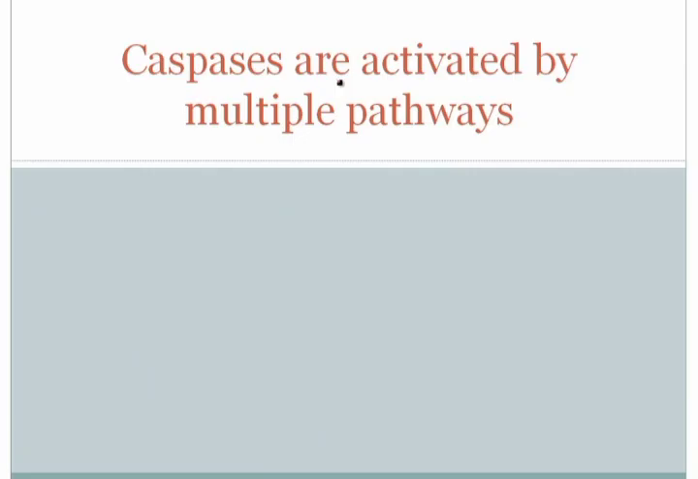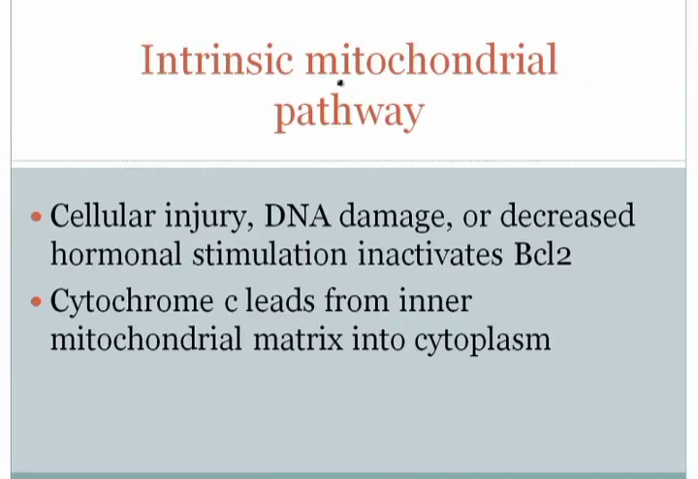Okay, now, very high yield. Caspases, which are the key enzymes that mediate apoptosis, are activated by three major pathways, and each of these pathways is relatively high yield. Now, the first is called the intrinsic mitochondrial pathway, and the idea here is, let's say that there is some force that is going to cause apoptosis. So what are some things that can cause apoptosis?